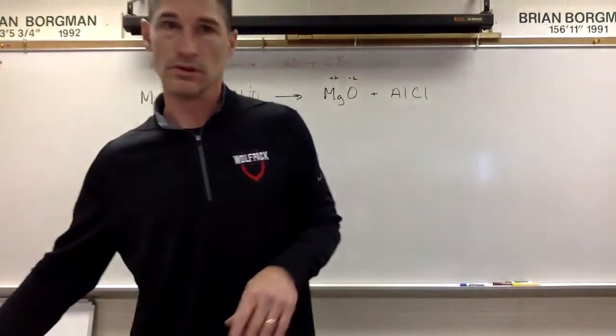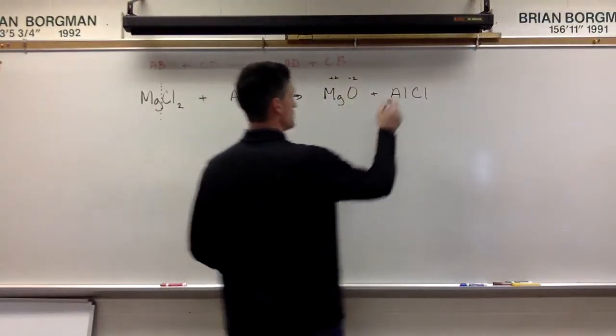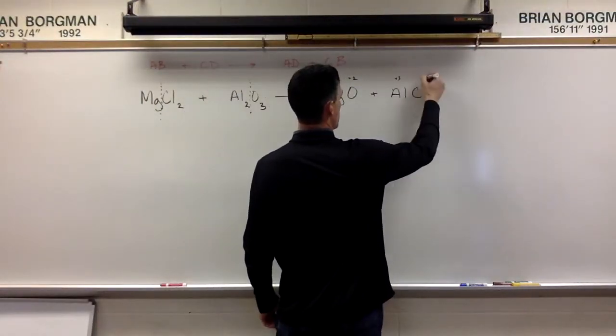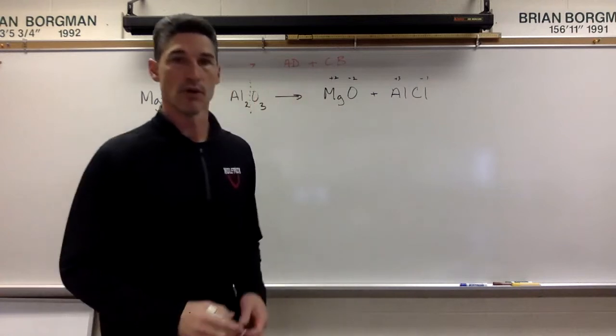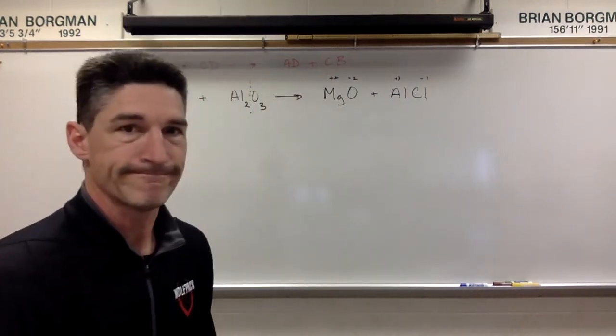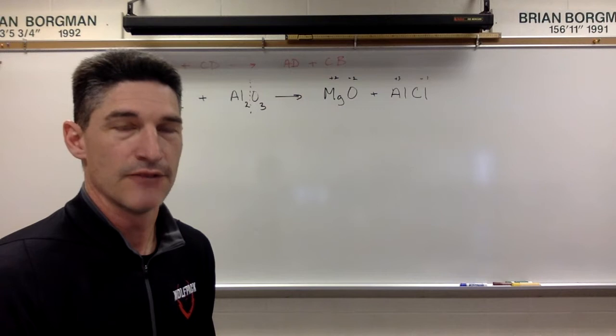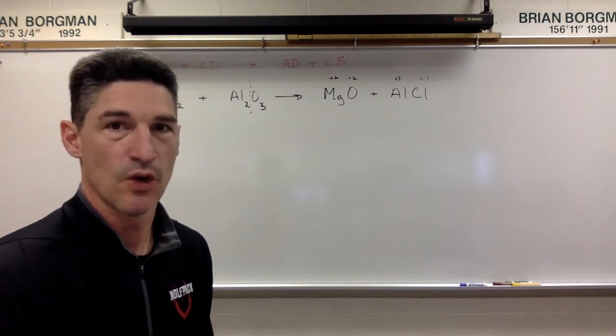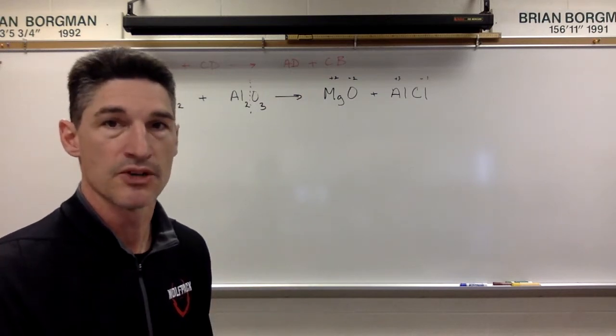So from our rules from before, that means aluminum was the +3 charge, and chlorine is a -1. So +3, -1 doesn't give you 0. So I'm going to need more of the chlorine. I'm going to need a total of 3 of them.